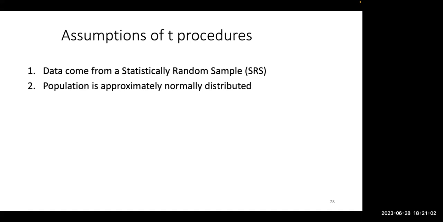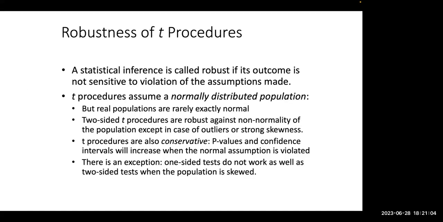And yeah, so these are the two main assumptions. Statistical inference is called robust if the outcome is not sensitive to violations of these assumptions made.